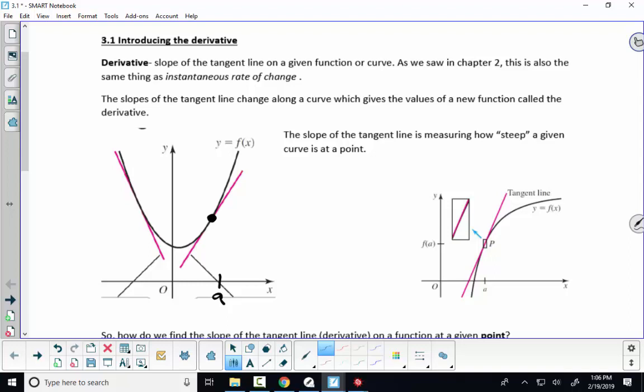Another way to think about the derivative or the slope of the tangent line is how steep the given curve is at a particular point. So it also measures how steep we are at one point.